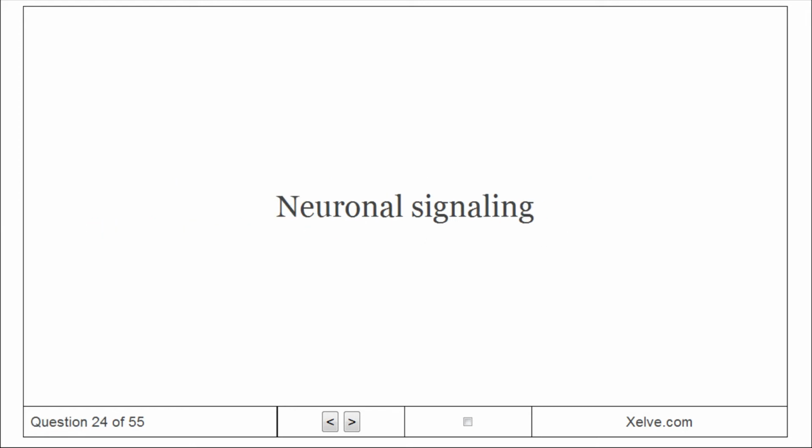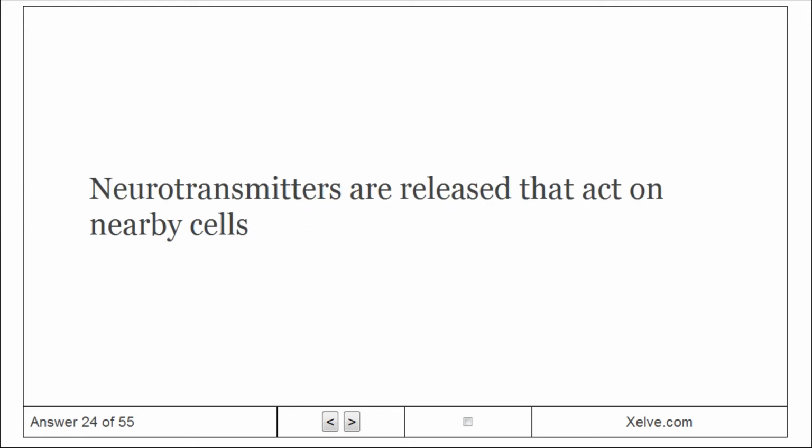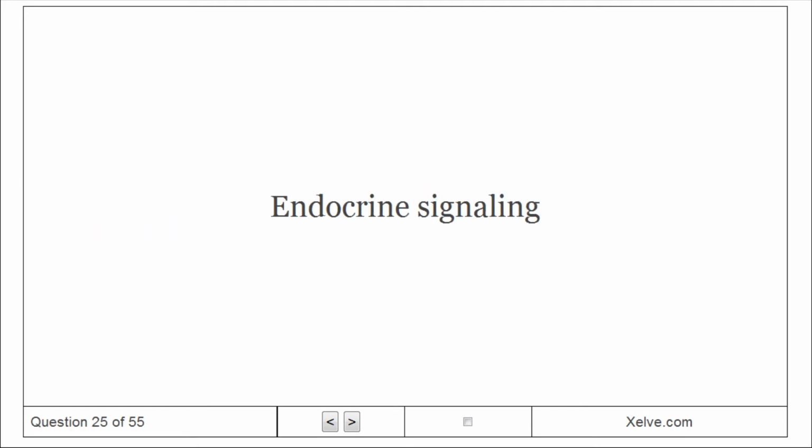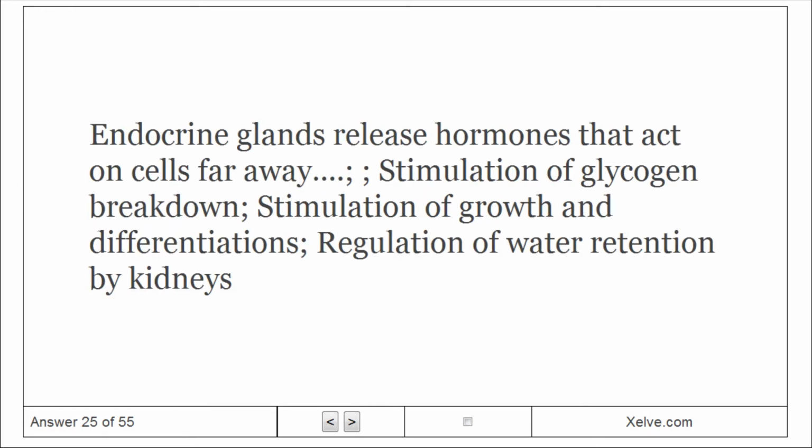Neuronal signaling. Neurotransmitters are released that act on nearby cells. Endocrine signaling. Endocrine glands release hormones that act on cells far away. Stimulation of glycogen breakdown, stimulation of growth and differentiation, regulation of water retention by kidneys.